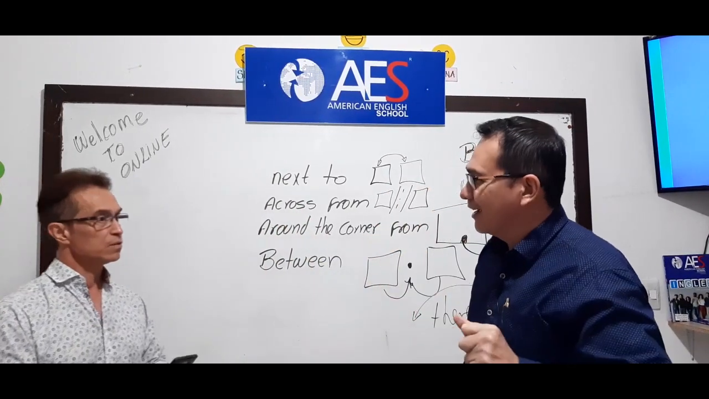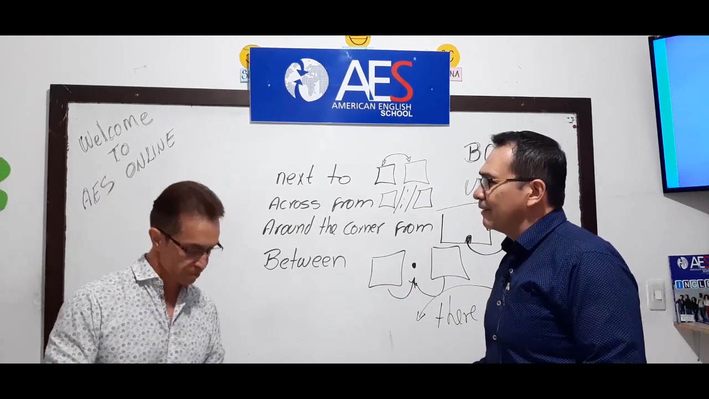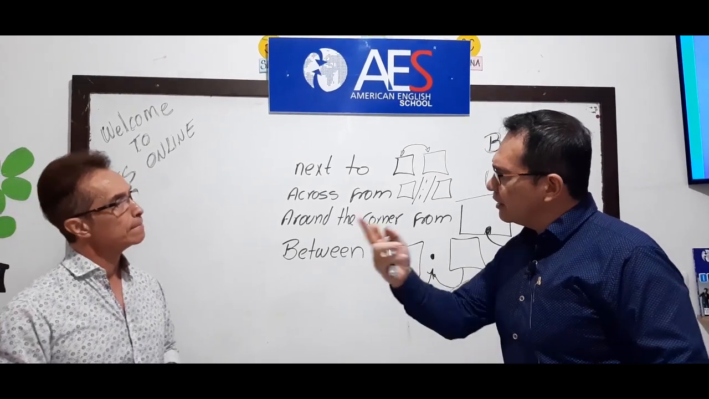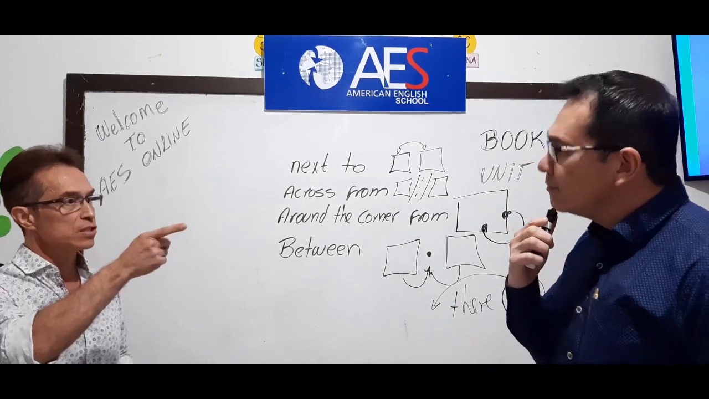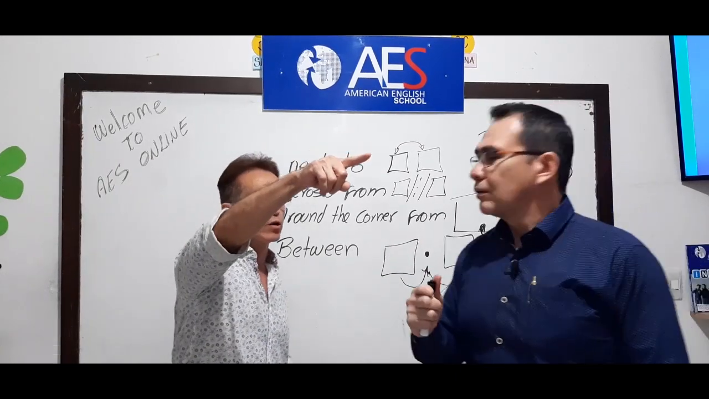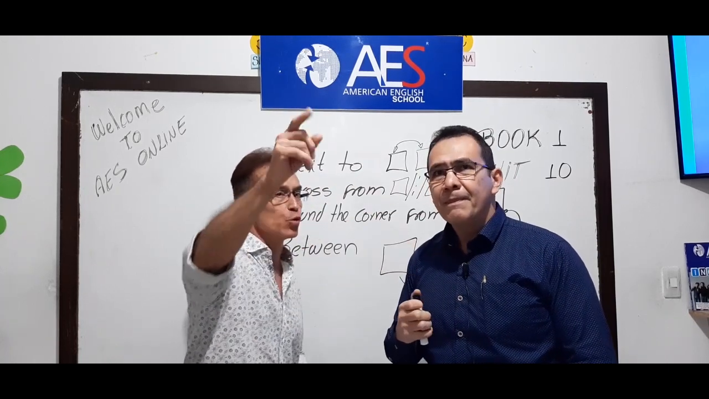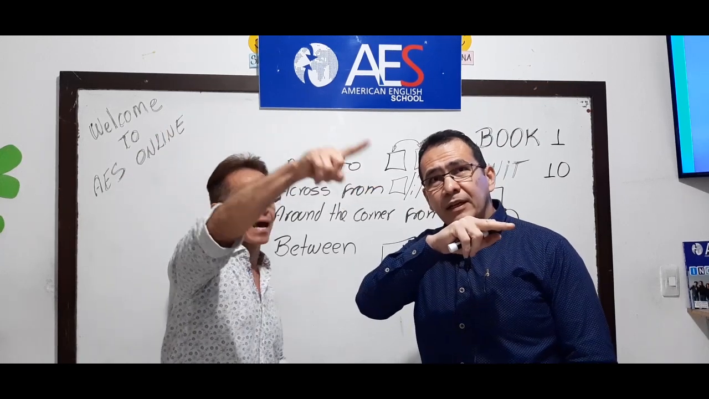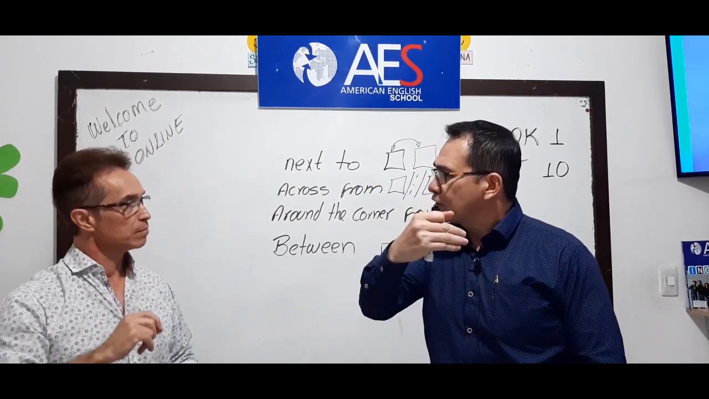Hello, sir. Hi. How are you? Good. How are you? Fine, thank you. Excuse me. Is there a restaurant in this neighborhood? Yes. There is one on Park Street. Between the bank and the supermarket. Oh, okay. Between the bank and the supermarket. Okay. And what is across from the restaurant?